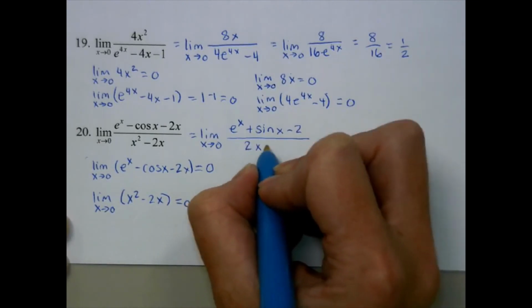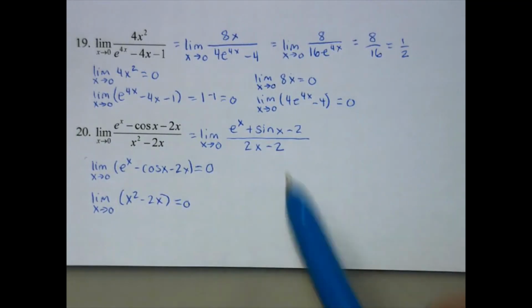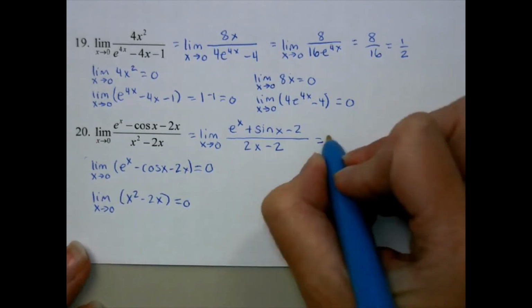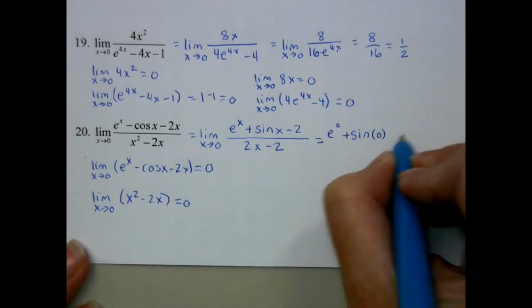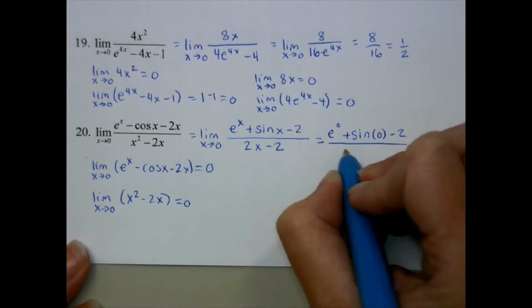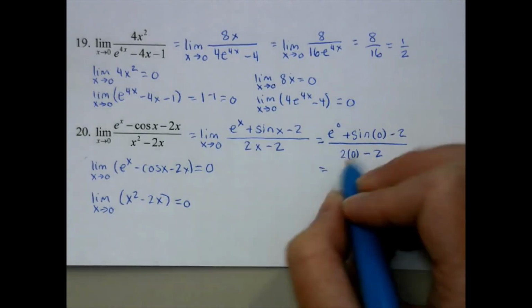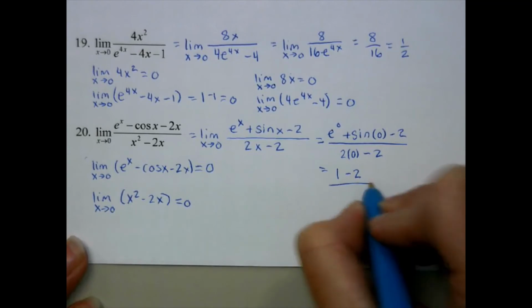So we're going to have e to the 0 plus sine of 0 minus 2 over 2 times 0 minus 2. E to the 0 is 1, sine of 0 is 0, minus 2. In the denominator I have minus 2, so we end up with a negative 1 over a negative 2, which is a positive 1/2.